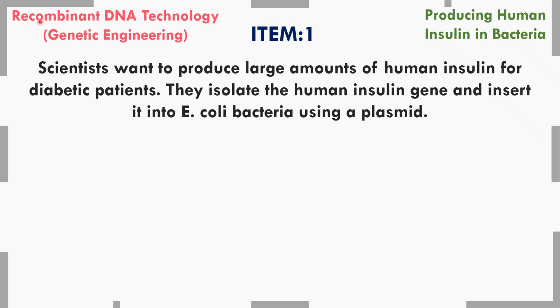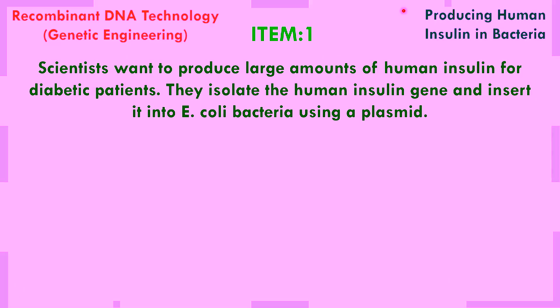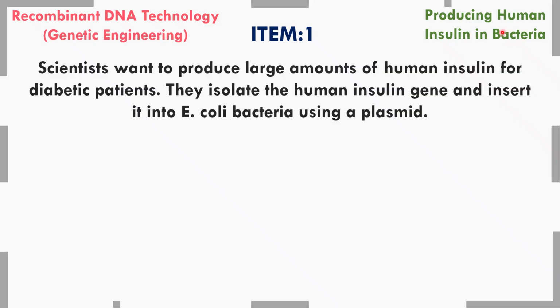So we are starting with recombinant DNA technology, which is genetic engineering. And we are going mainly to emphasize on producing human insulin in bacteria. Item 1. Scientists want to produce a large amount of human insulin for diabetic patients. They isolate the human insulin gene and insert it into E. coli bacteria using a plasmid.